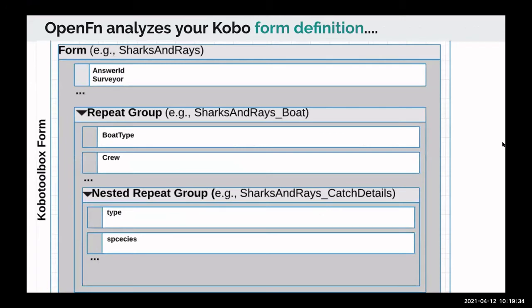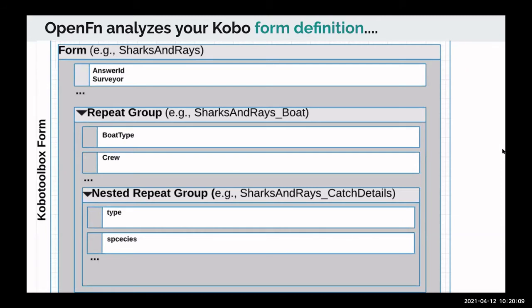How this works in a little more detail is that OpenFN is going to analyze your Kobo form definition. For those of you familiar with Kobo forms or other similar data collection tools, you might be interested in how OpenFN generates this data model. There's a lot of documentation on the specifics of how OpenFN takes the form definition and generates this data model to load the data in.